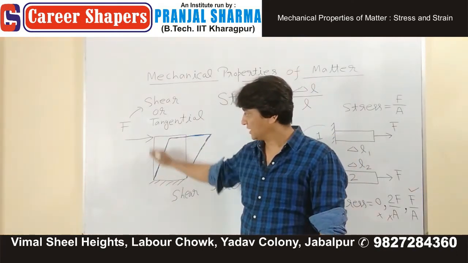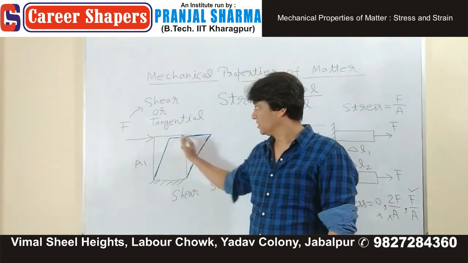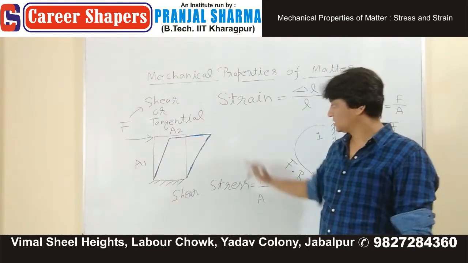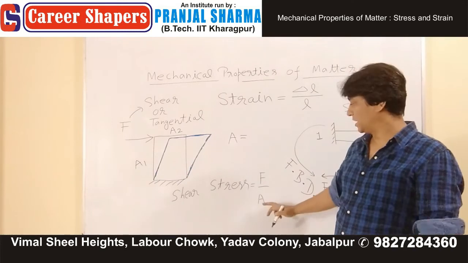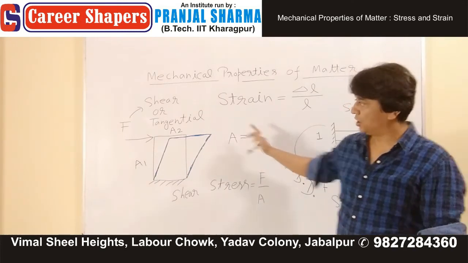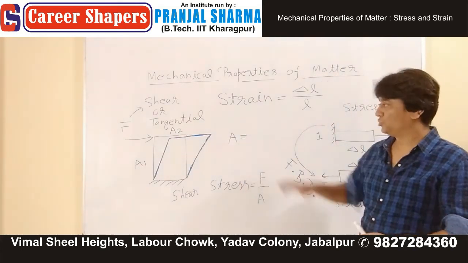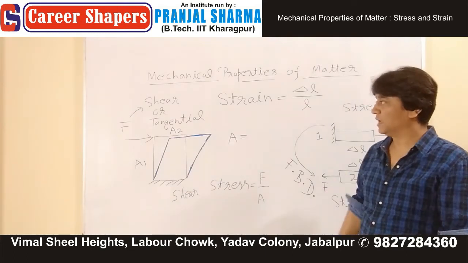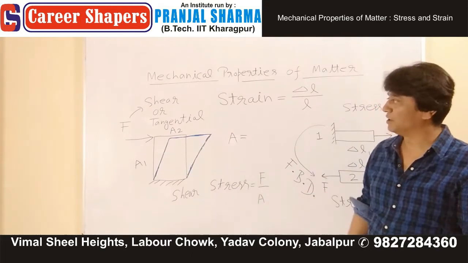This cross-sectional area is A1. This cross-sectional area is A2. This A, what do you think this A should be? Is it A1 or A2? What do you think? While looking at things, the mind should also work. Draw this much figure and then tell me in the comment box, what do you think this A should be, A1 or A2?